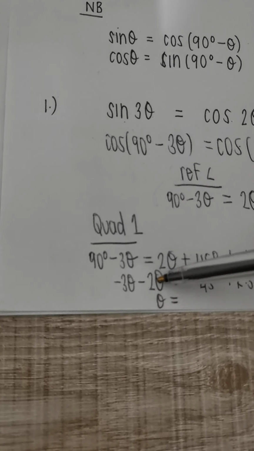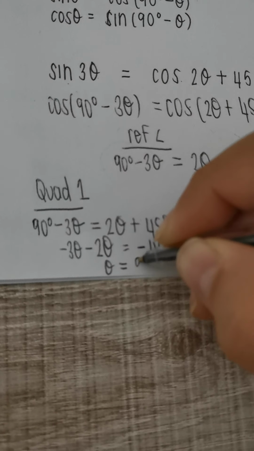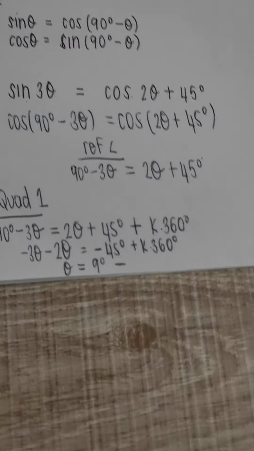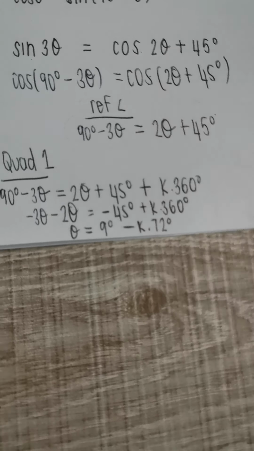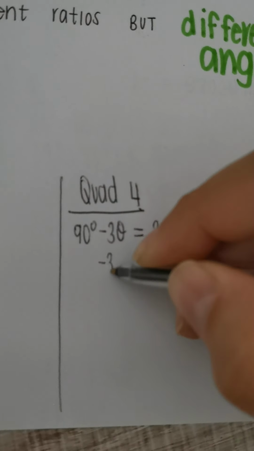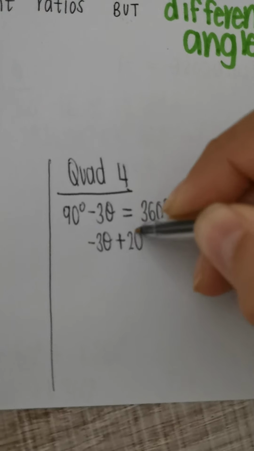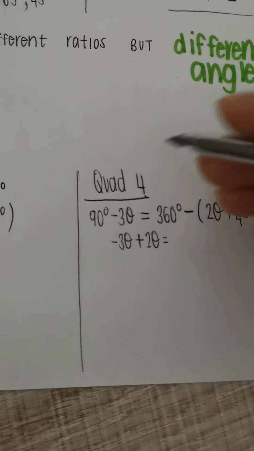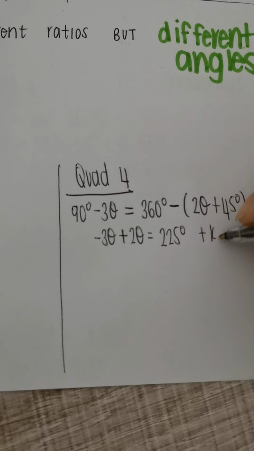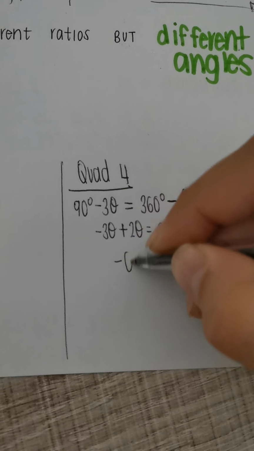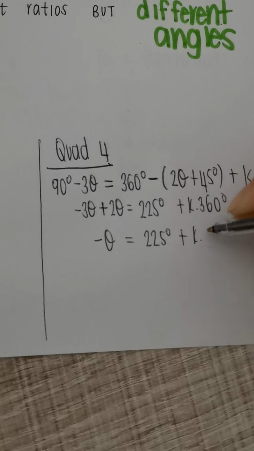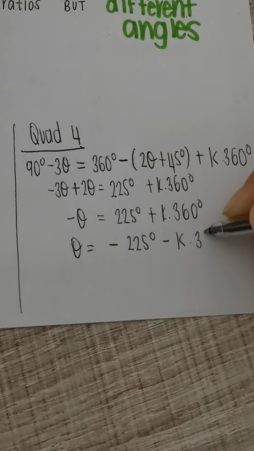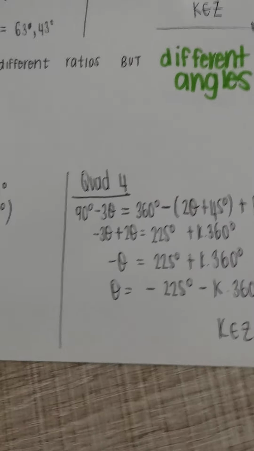Negative 3 minus 2 is negative 5. Negative 45 divided by negative 5 giving me 9 degrees, minus 360 divided by negative 5, negative 72. So minus k times 72 degrees. This side, there we go, our general solution.